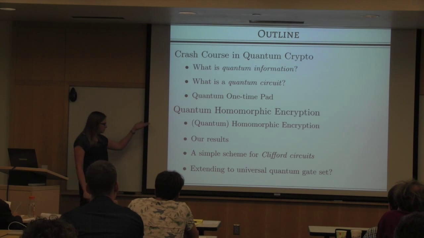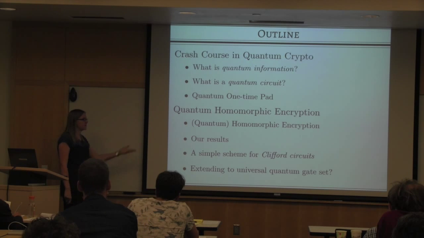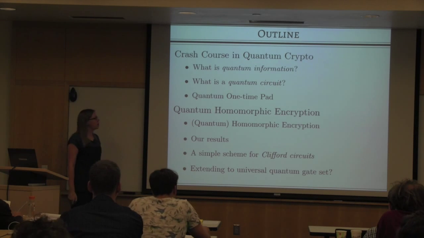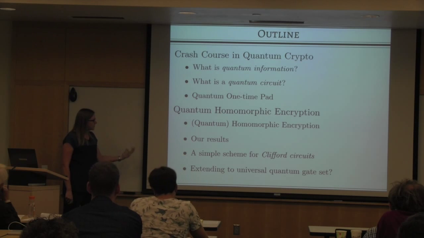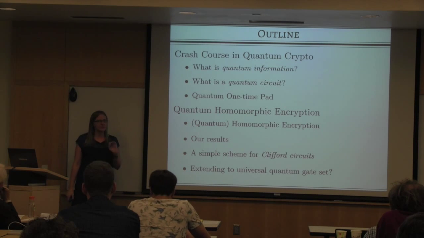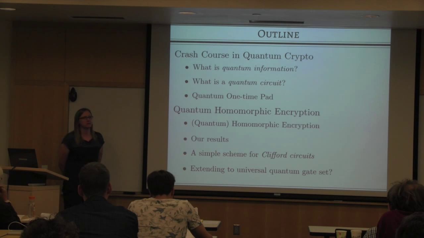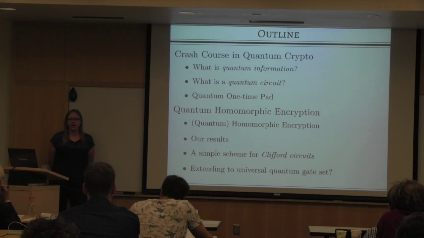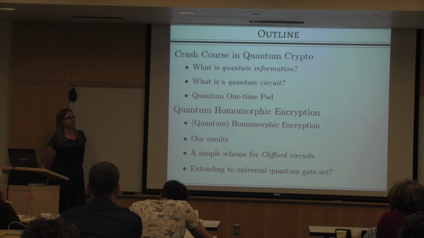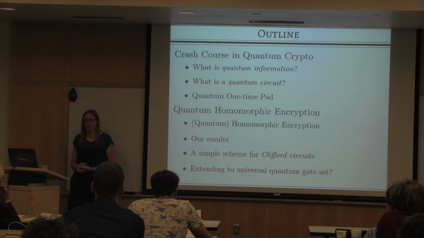So then I'm going to define exactly what I mean by quantum homomorphic encryption and how it's different from just the standard classical homomorphic encryption. I'll present some results and go into the details of one very simple scheme, which is for a class of quantum circuits called Clifford circuits. And these are kind of analogous to classical linear circuits. And then I'll talk about why it's difficult to extend this to a universal quantum gate set.